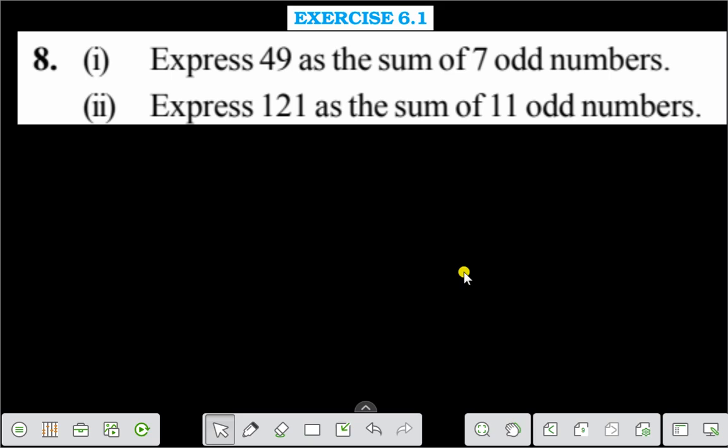Hello everyone, today we'll discuss exercise 6.1 question number 8. Express 49 as the sum of 7 odd numbers. Express 121 as the sum of 11 odd numbers. Let us express this one.